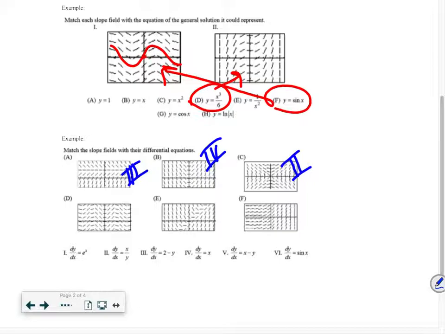D. 6. That's what we chose for you. And what made that one jump out to you? It was the only one that fit the form of a sine. Okay. Sine, cosine. That makes sense. Okay.